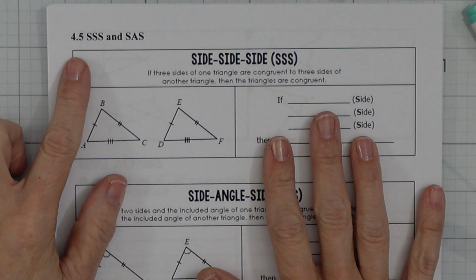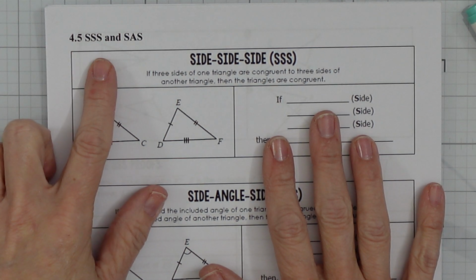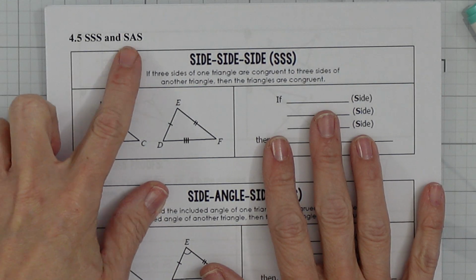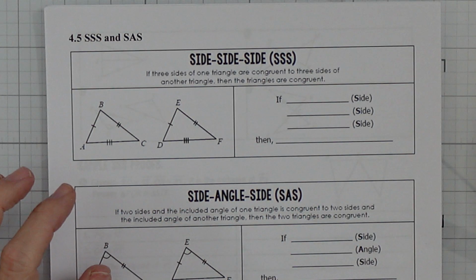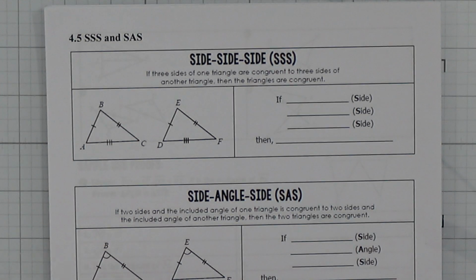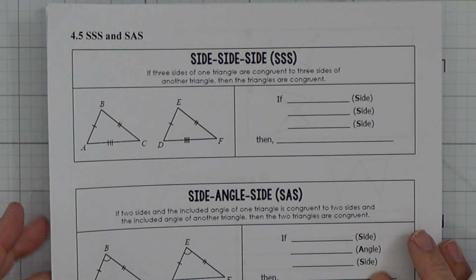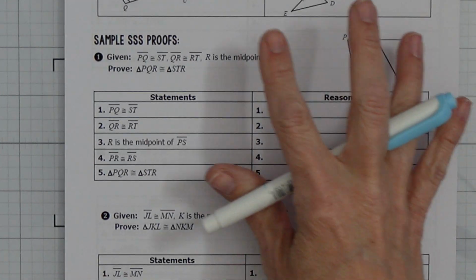All right, today we are doing 4.5. This is side, side, side, and side, angle, side triangle congruence. So I'm going to walk you through all of these, and then we're going to be talking about how it ties into triangle proofs.